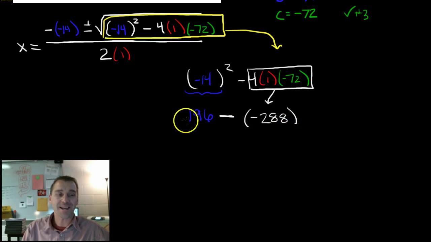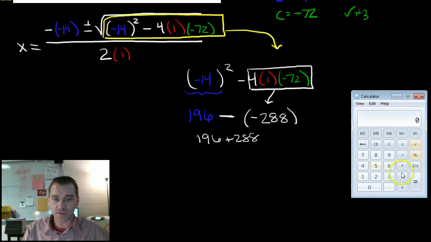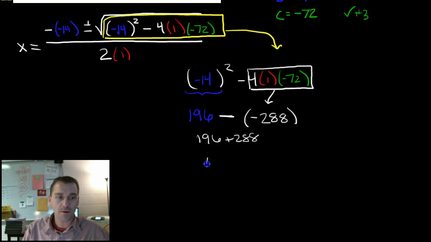So now I can take this. I don't have any more exponents. I got no more multiplication. I got no more division. I can just simply add. So 196 subtract negative 288 is the same as 196 plus 288, which gives me 484. So this whole thing right here goes to 484. So that's the number that goes in the actual yellow box underneath the square root.